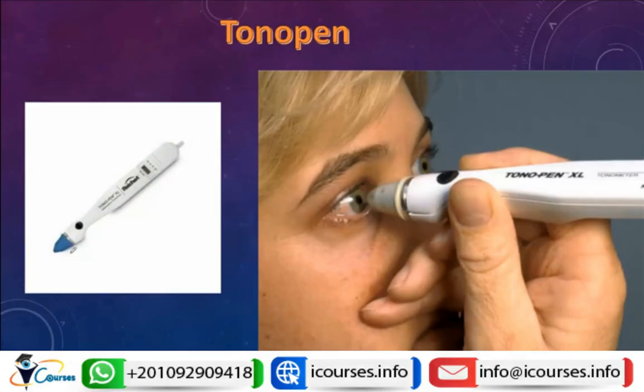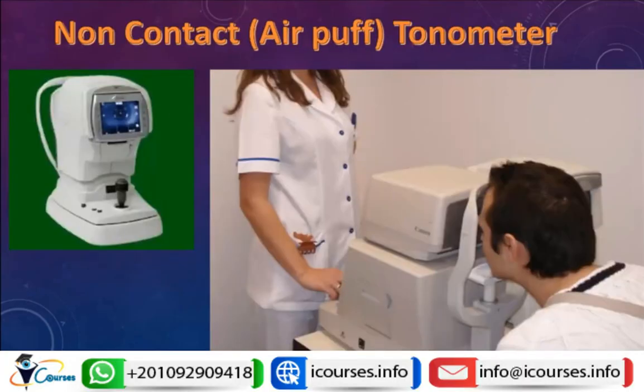The Tono-Pen has a tip that we can apply over the cornea by pressing over the surface of the cornea about 10 times until an electronic measurement is recorded here. The air-puff tonometer uses a jet of air to applanate the cornea, and this can be used for screening, as it sometimes doesn't produce very accurate results.